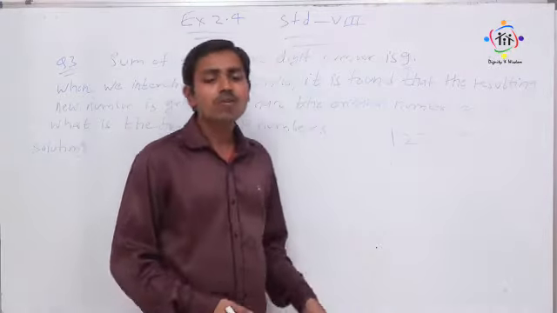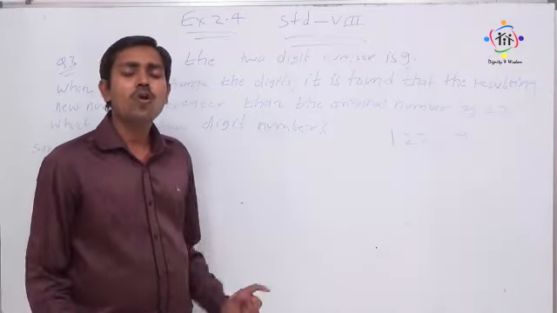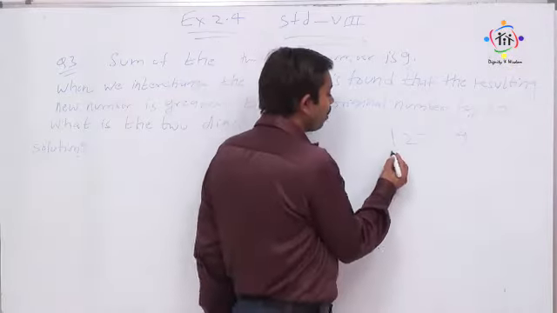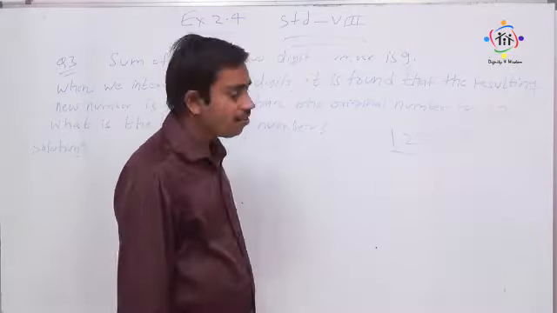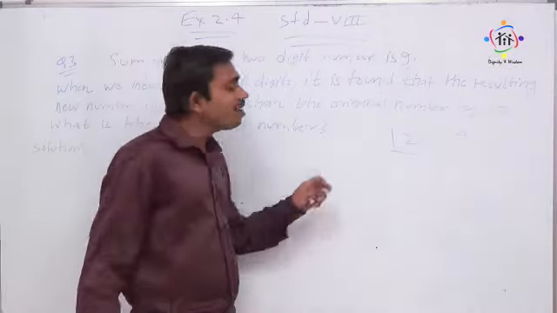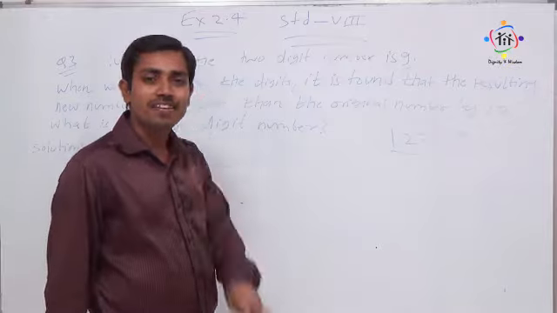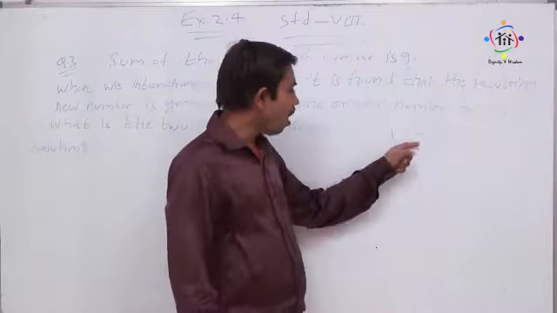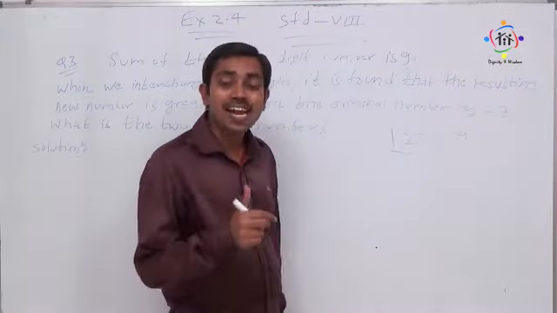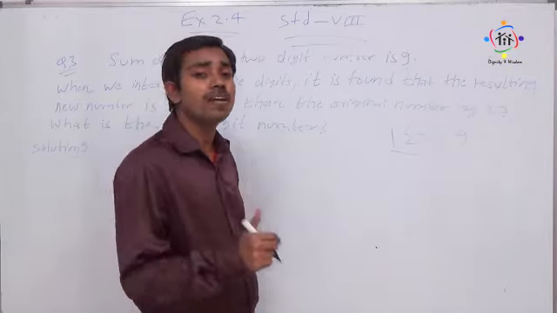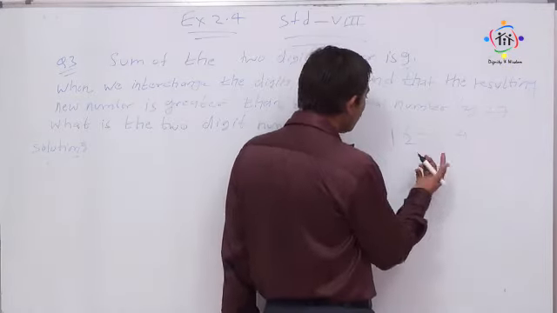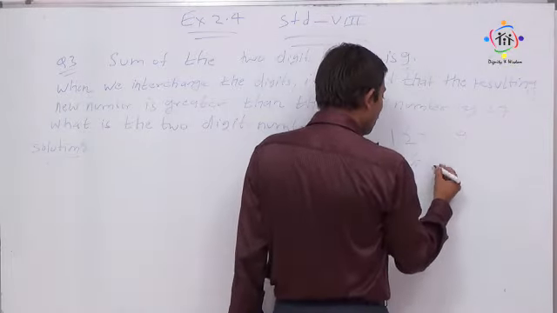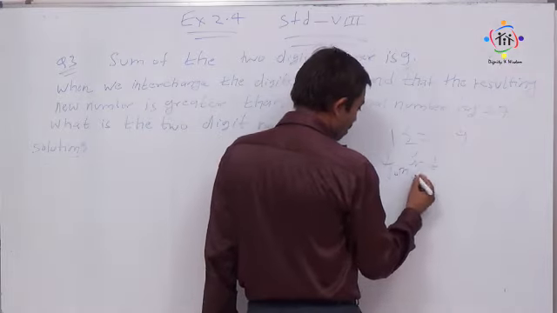So what is meant by digit and number? Don't confuse between digit and number, my dear students. For example, 12 is a number. Now how many digits are there in 12? There are two digits, 1 and 2. The digit 2 is located at the unit place. Usually we count from right to left. This is called the unit place and this is called the 10th place.